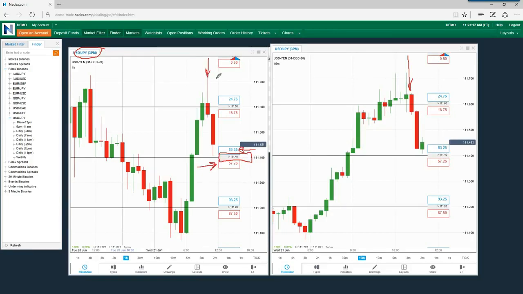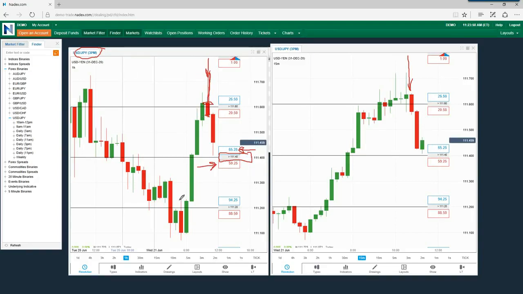How did the upper tail form? This is a red bar, so this is your open right here. This is the body. The open is at the top of the body. When this opened, it went up, it formed a high, and then it came down and it closed right here. That's what formed the tail. They pushed price up and then they came back and closed it on the very low.